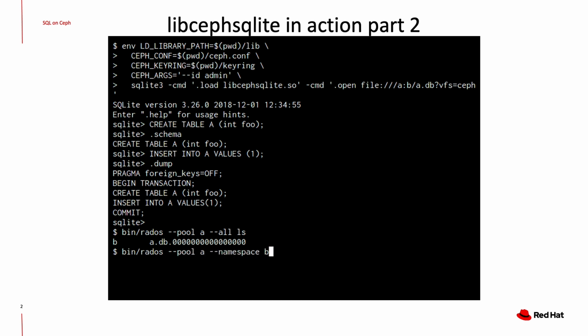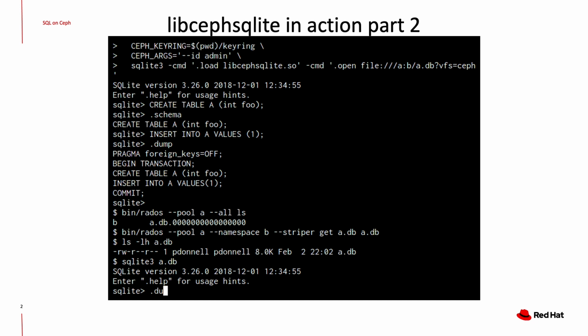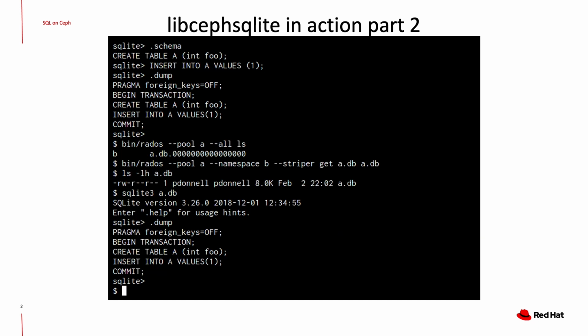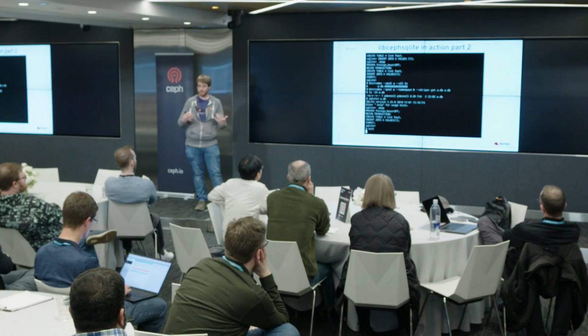You can see in namespace B, the single database object a.db.0000. And then finally, as I promised you, you can use the striper command to actually slurp the database out of RADOS if you want to, which I did. And you can just have a look at it. It's 8 kilobytes, which is why it only took a single object in RADOS, and then I ran SQLite on that database, which is now local, and verified everything is as it should be.